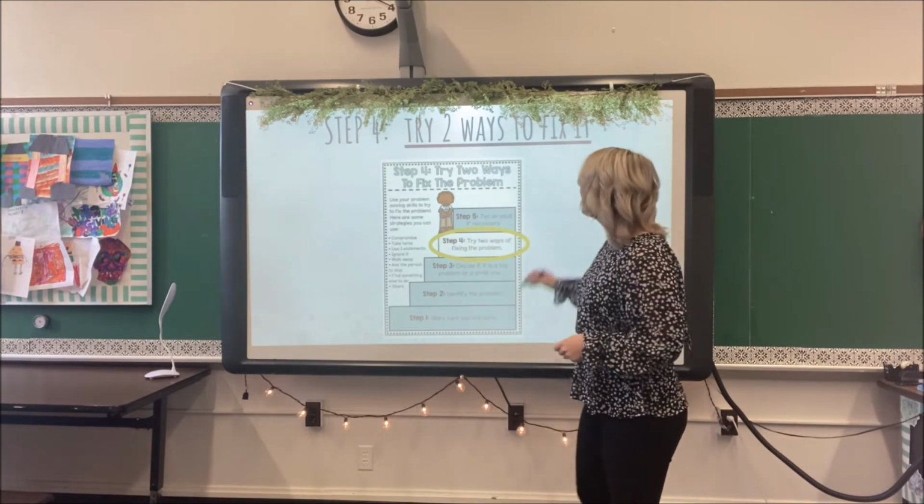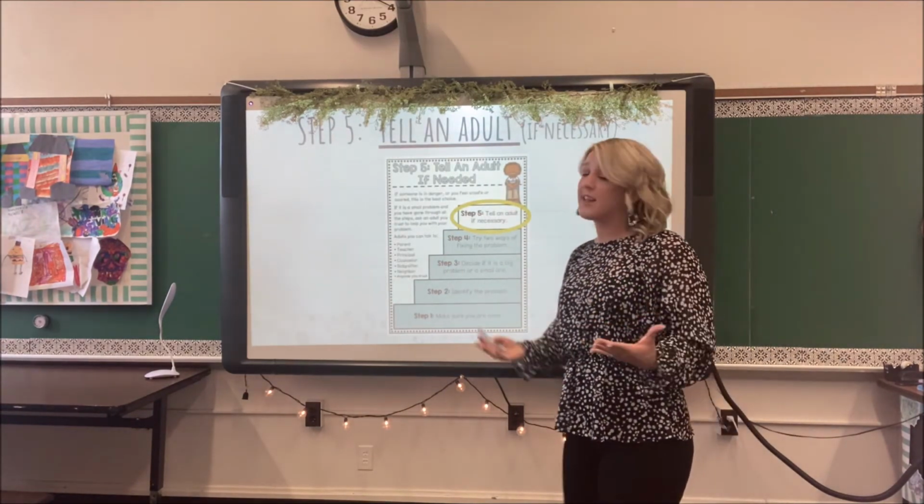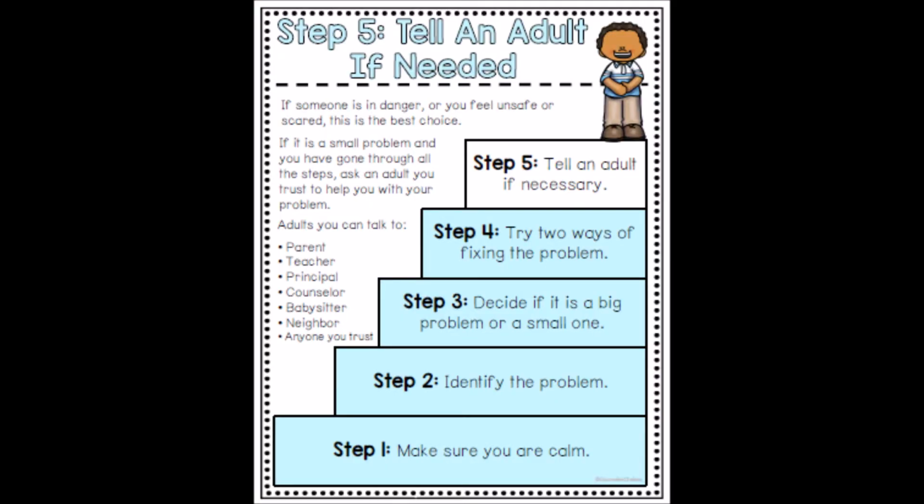All right, step 5 and the last step is to tell an adult if necessary. So, like we said earlier, if it's a big problem, you automatically go to step 5 and tell an adult. If someone is in danger or you feel unsafe or scared, it's always the best choice to tell an adult.